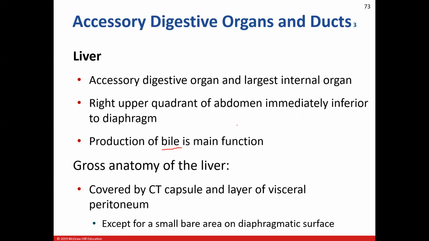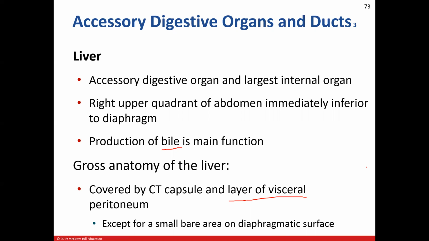So the liver, like most of the organs that we've talked about in the abdomen, is going to be covered by a dense irregular connective tissue capsule. And the outer portion of the liver itself will be the visceral layer of the peritoneum, that serous membrane that we've seen lines most of the abdomen and many of the organs there.